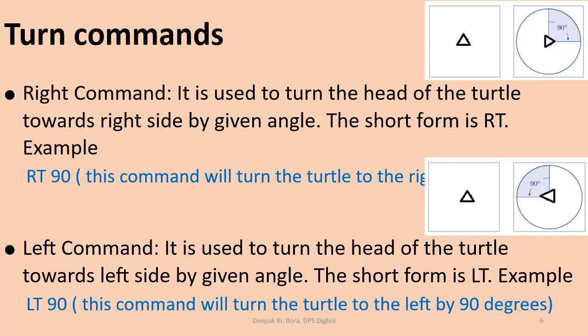Next, left command. It is used to turn the head of the turtle towards left side by given angle. The short form is LT. Example, LT90. This command will turn the turtle to the left by 90 degrees. We are going to see more about the degrees, which I am going to explain to you in the next class.